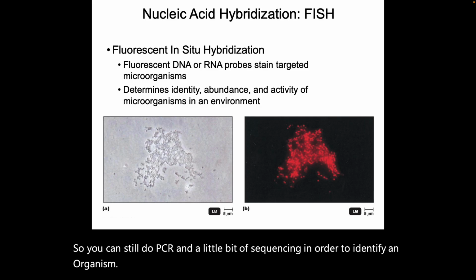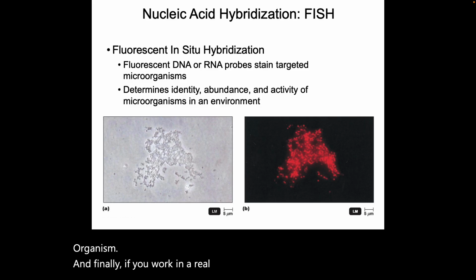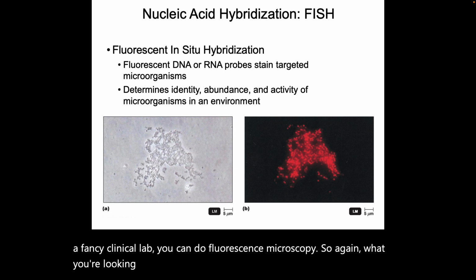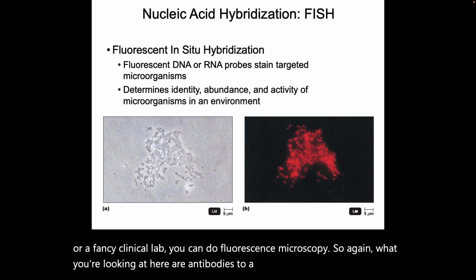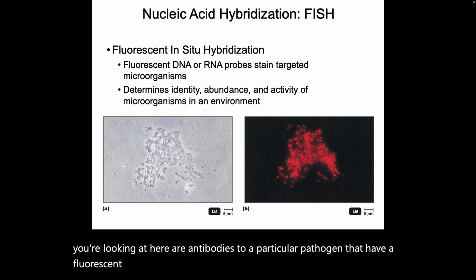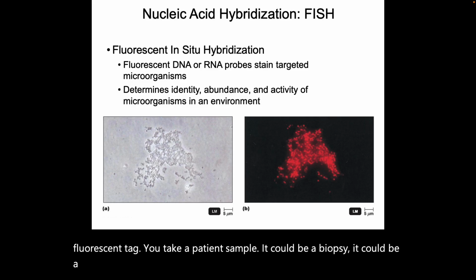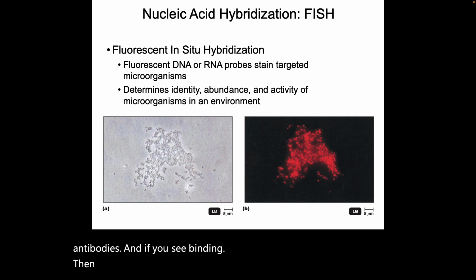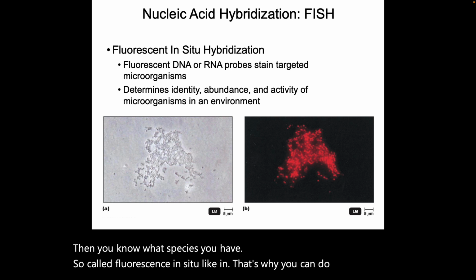And finally, if you work in a real fancy place, either a research lab or a fancy clinical lab, you can do fluorescence microscopy. So again, what you're looking at here are antibodies to a particular pathogen that have a fluorescent tag. You take a patient sample, it could be a biopsy, it could be a swab, whatever, and you incubate it with the fluorescently tagged antibodies, and if you see binding, then you know what species you have. So they call it fluorescence in situ, that's why you can do a tissue biopsy, in situ hybridization.